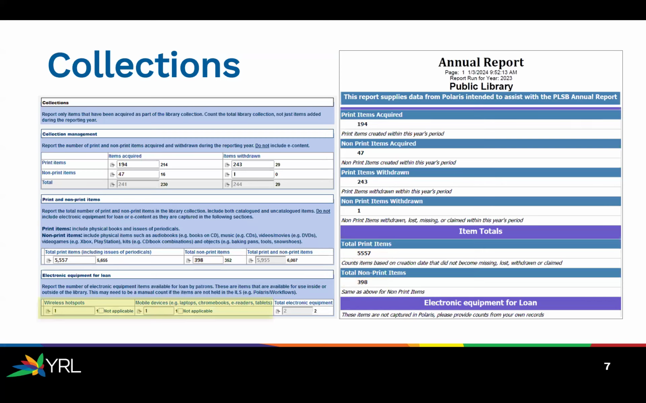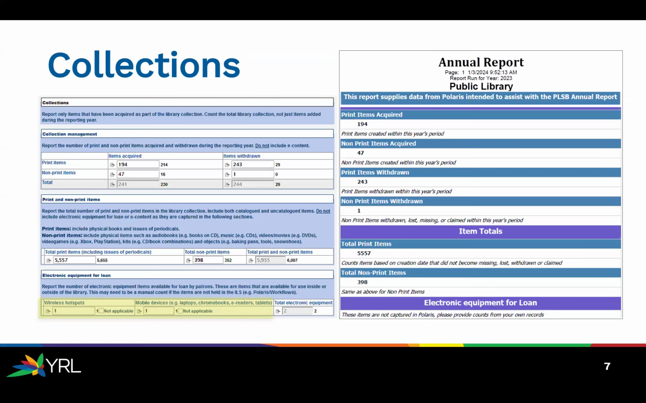So electronic equipment for loan is an interesting one. So this is for stuff like your Wi-Fi hubs, laptops, mobile devices, e-readers, any sort of technology devices that you have available at the library. Because of the way that different libraries organize things, there isn't always a consistent way to pull these numbers. Some libraries have this stuff cataloged in Polaris and others don't. So the easiest way to get a count for these devices is probably just to go around and do a manual count of how many laptops you have available for loan and things like that.